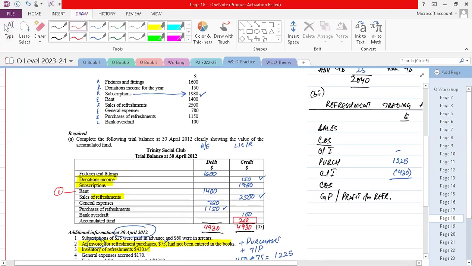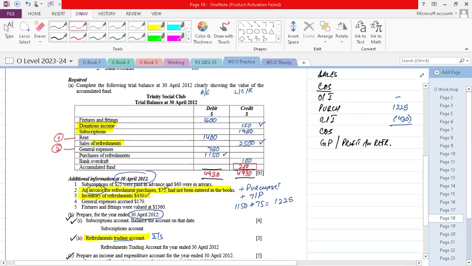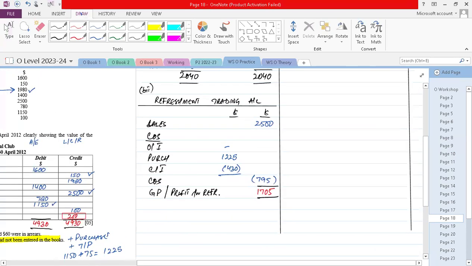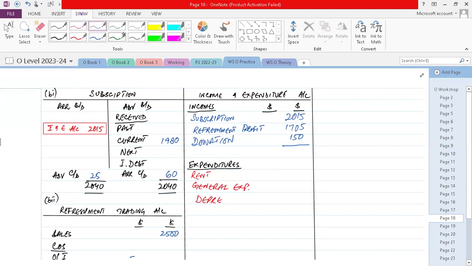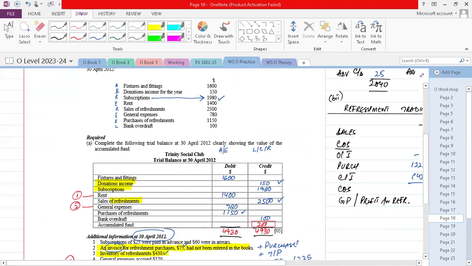Expense number one, expense number two, expense number three: rent, journal expenses, general expenses, depreciation. So the income total is 3870. So who will tell the expense total?